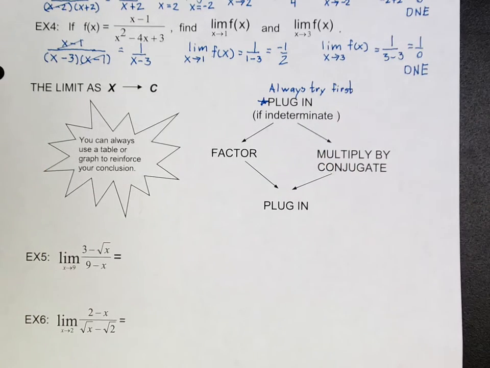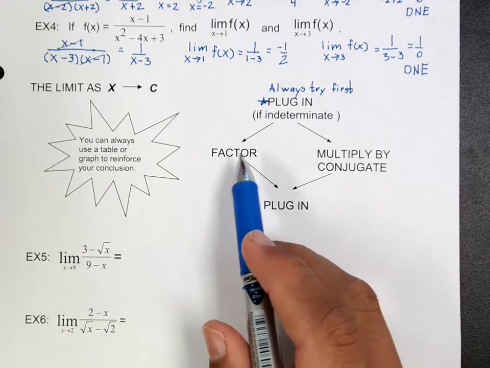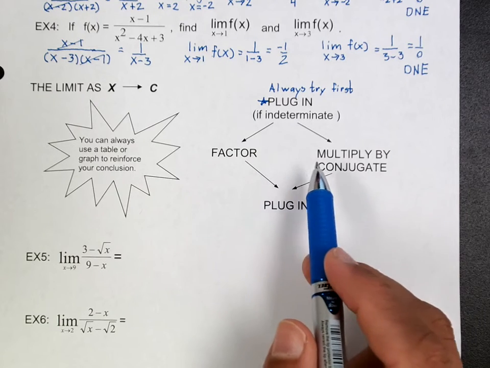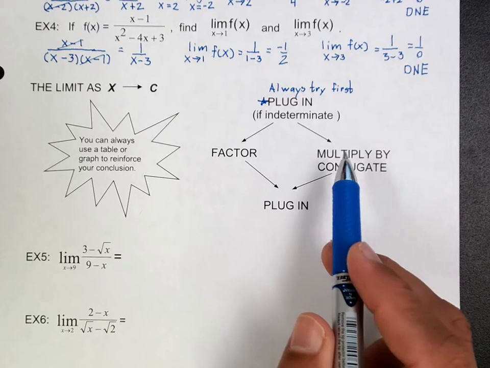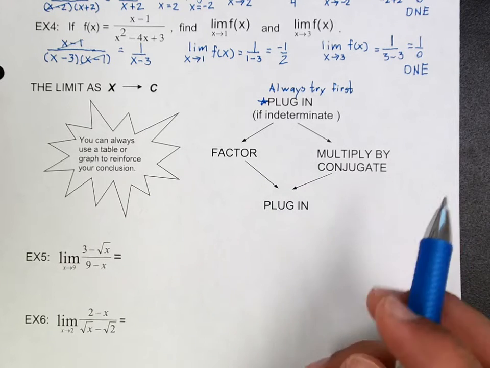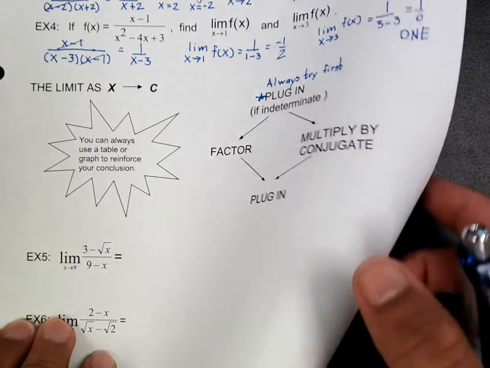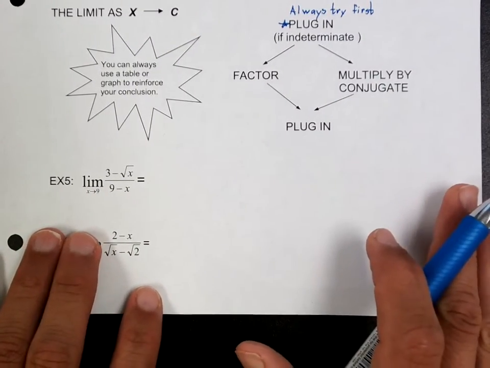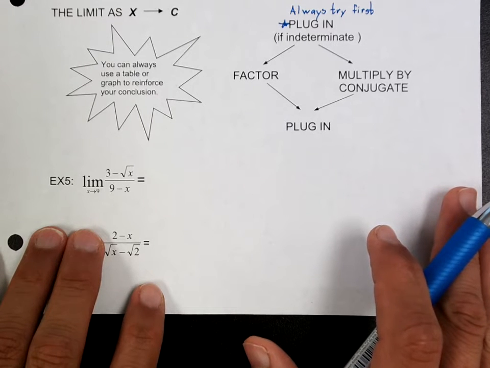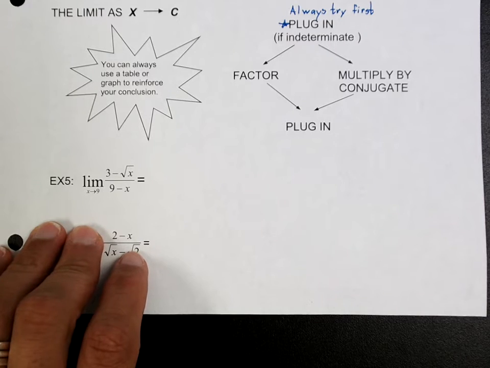And now if that doesn't work, then you have two choices. You can factor like I've done here, and then once you factor, you plug it in. Or you can multiply by the conjugate, and then plug it in. Now, I'm going to show you how to multiply by the conjugate. When you have something like this, you might be able to tell that one of these is a difference of squares, but you may not be able to tell.